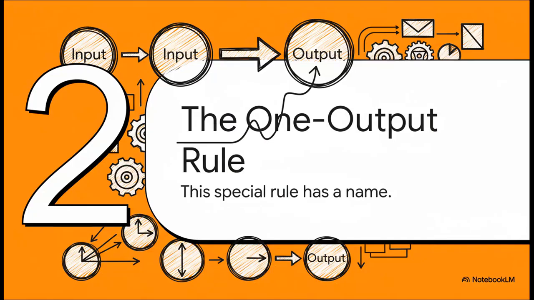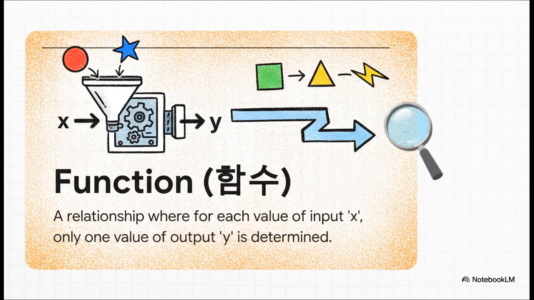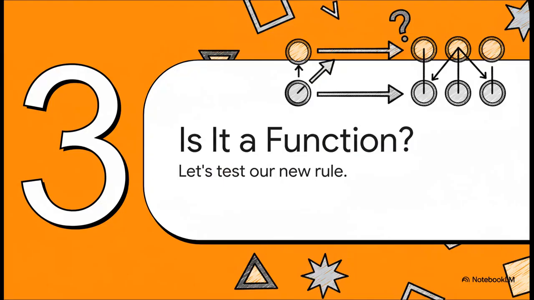So this special one output rule is so important in math that, of course, it has its very own name. And that name is a function. That's all a function is. It's just a rule where every input has only one output. It's kind of like a machine, right? You put one thing in, that's your input X, the machine follows its rule, and exactly one thing comes out. That's your output Y. One thing in, one thing out. That's a function.